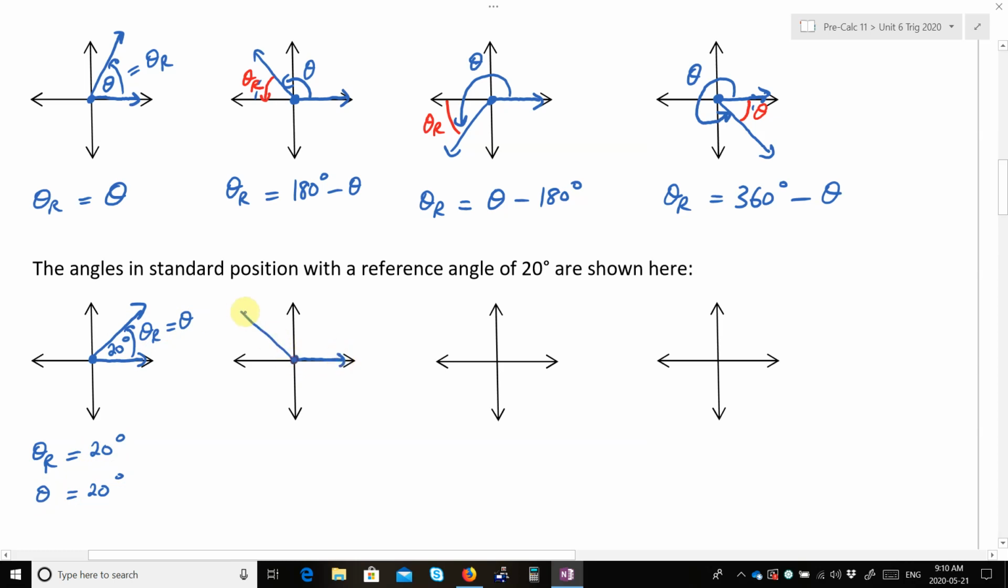In quadrant 2, if we have a reference angle of 20 degrees, the reference angle is here, so the 20 degrees would be here. And so then angle theta would be like that. All right, and notice that those two angles together form a straight line. So this would have to be 160 degrees, right? You would go 180 minus the 20 degrees using that formula there. So theta reference is equal to 20 degrees. Theta is 160 degrees.